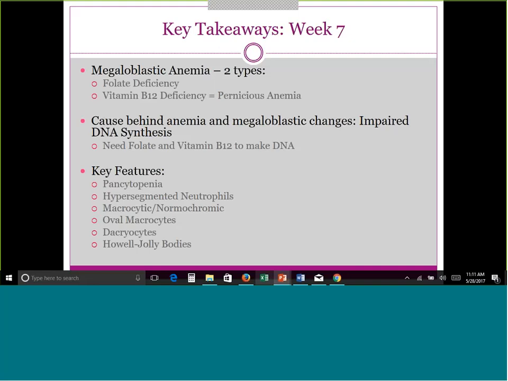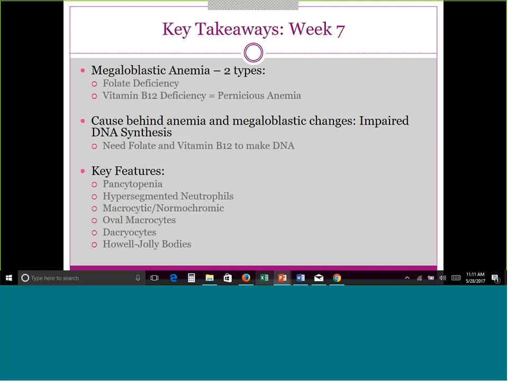Overall, this anemia is macrocytic, normochromic. It can be macrocytic hypochromic, but the key part is the macrocytic. The MCV is greater than 100, and it goes with the name, mega, for big. You have large red blood cells. And not only are they large, they tend to be what we call oval macrocytes in shape. So they're large and more oval in shape, and that's a key finding also.